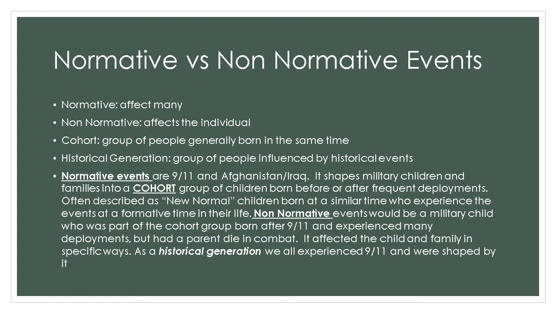Then there's non-normative events, so this was something that would just affect the individual. A lot of times it could be something traumatic, like for example, if a child had a parent pass away in their early childhood, that would be a non-normative event that would affect the individual. Then there's our cohort, so it's a group of people that are generally born at the same time.